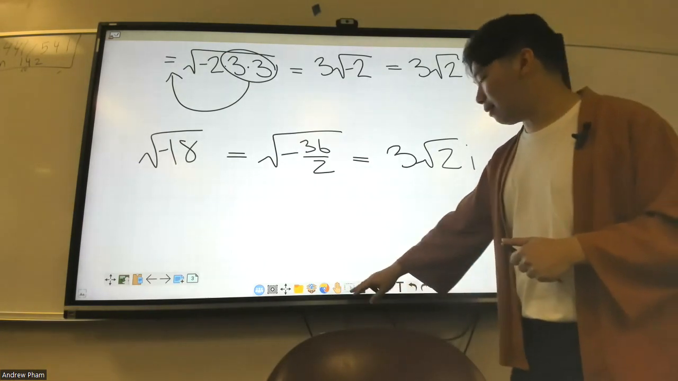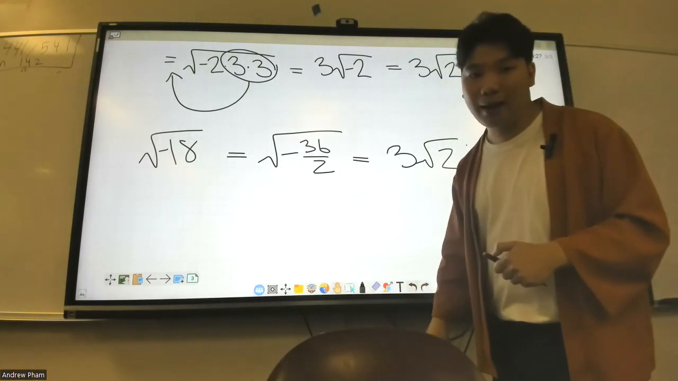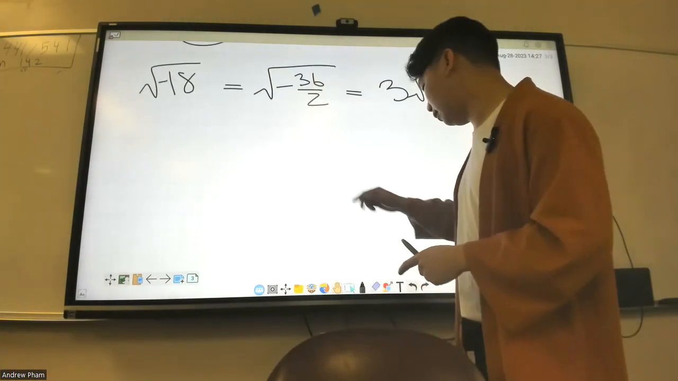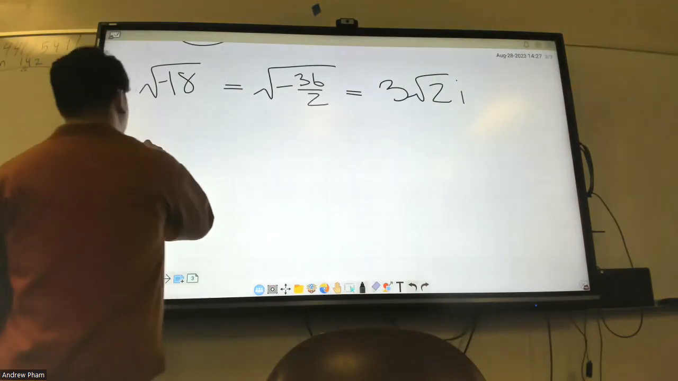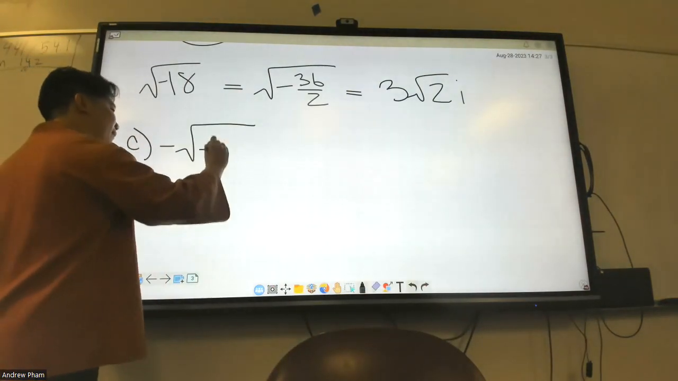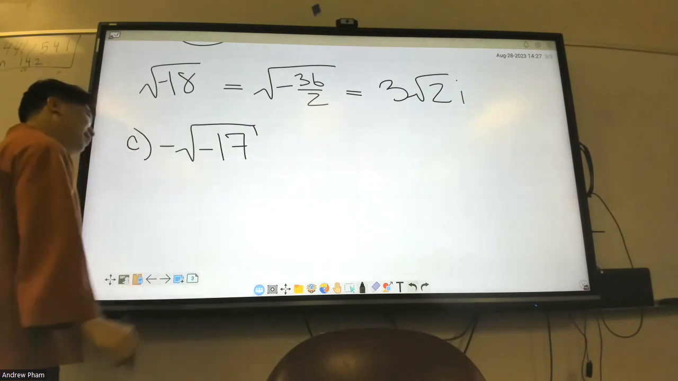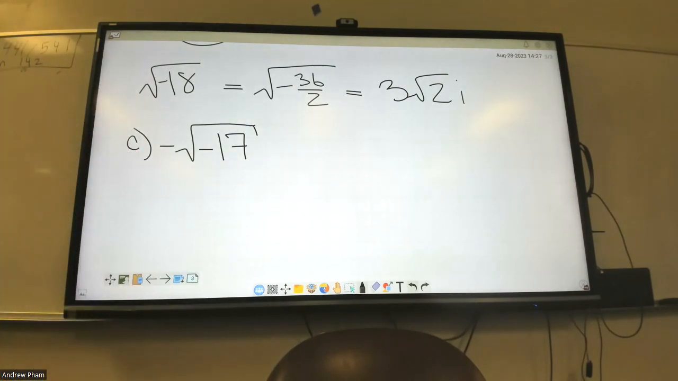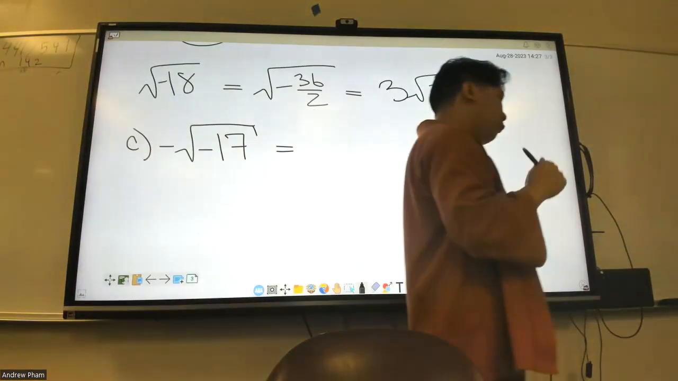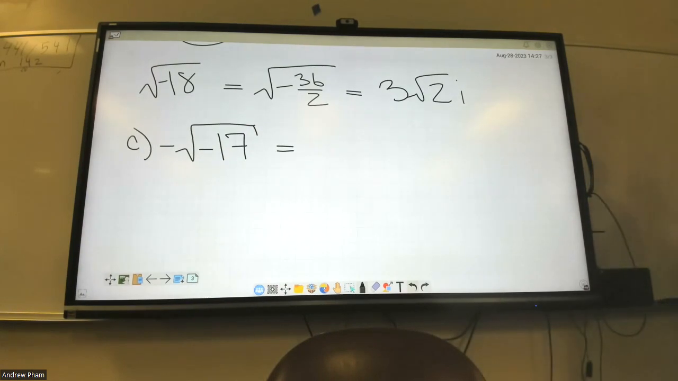All right, so this was our example 1, part A and B. Let's do a part C. What if we throw this in? Negative square root of negative 17. I'll work through this one with y'all. This one's actually a lot simpler than what you may be thinking looking at it.